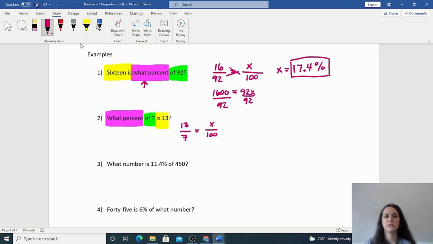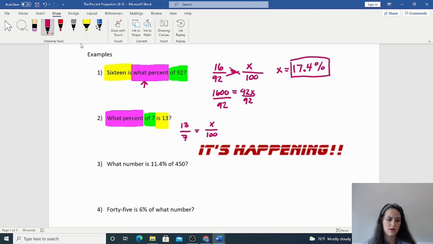So of in this case is my 7, right? And that is going to be the whole. So I'm talking about 7 is my whole and my part is 13, which means my part is bigger than my whole, which means I'm going to have over 100%. Totally fine. It happens. You're seeing it right now.